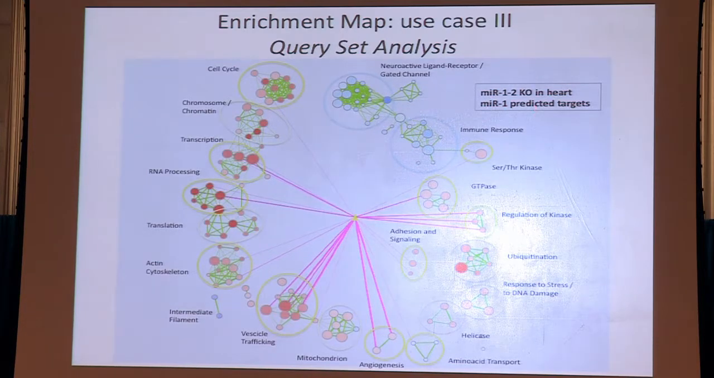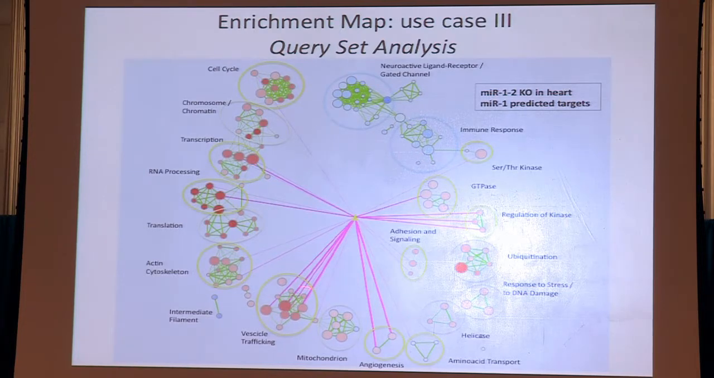So then we took the predicted targets of that microRNA from a TargetScan database, and we represented that set of targets as another node. In this case, it's a triangle here. And then we used this query set analysis to compute the overlap between all these sets. Only the significant overlaps are shown, and you can choose the significance level that you want to see. Again, it's interesting to see that some of these pathways that are going up seem to have a lot of genes that are known or predicted targets of this microRNA. And some of these pathways have a lot more microRNA targets than others.